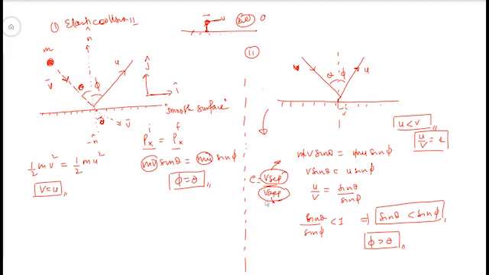So you will be given this information. Suppose e is given, then e is equal to v separation over v approach. Separation is u cos phi and approach is v cos theta. Using this equation and the momentum equation, you can figure out any value, maybe theta or maybe u. So this concludes our collision chapter.